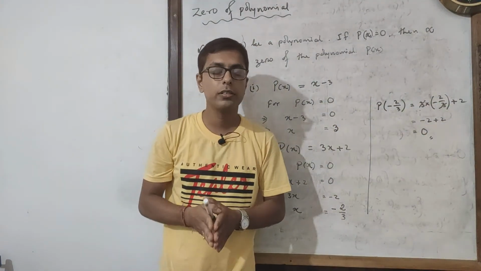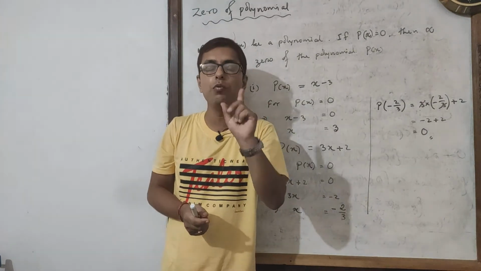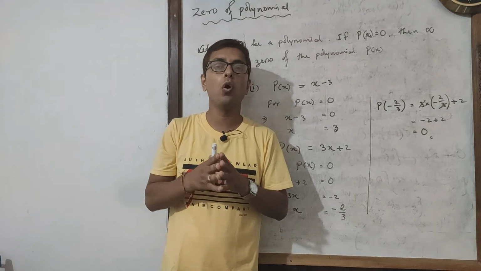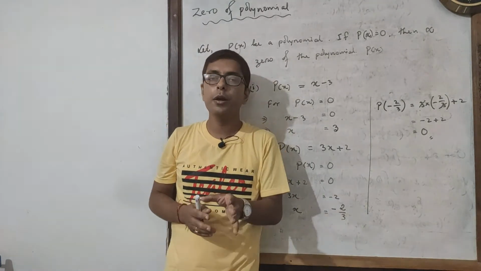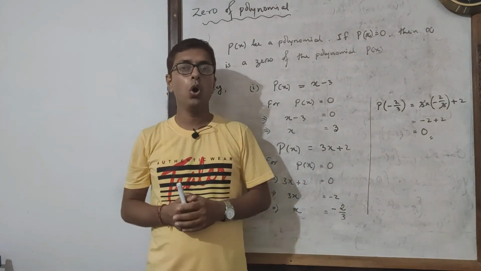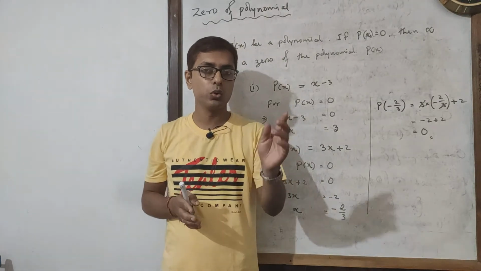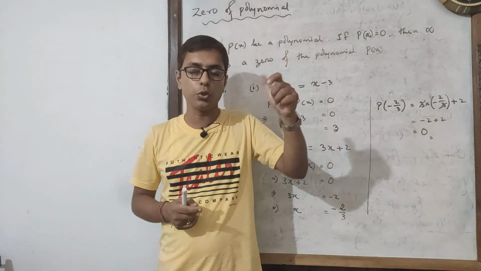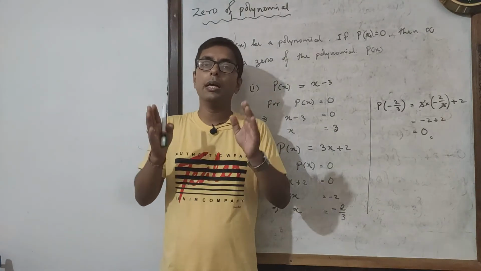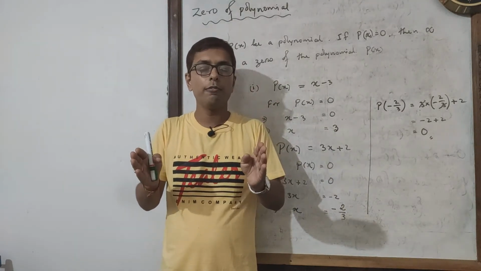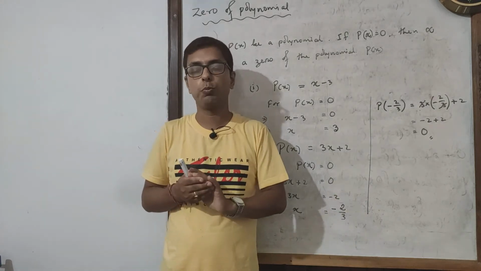If a polynomial has degree 1, that means maximum power 1, then the polynomial would have only 1 zero. In short, a linear polynomial will have only 1 zero, whereas quadratic polynomials are those polynomials whose degree, that means the maximum power, is 2. Such kind of polynomials have how many zeros? There are 2 zeros of such polynomials.